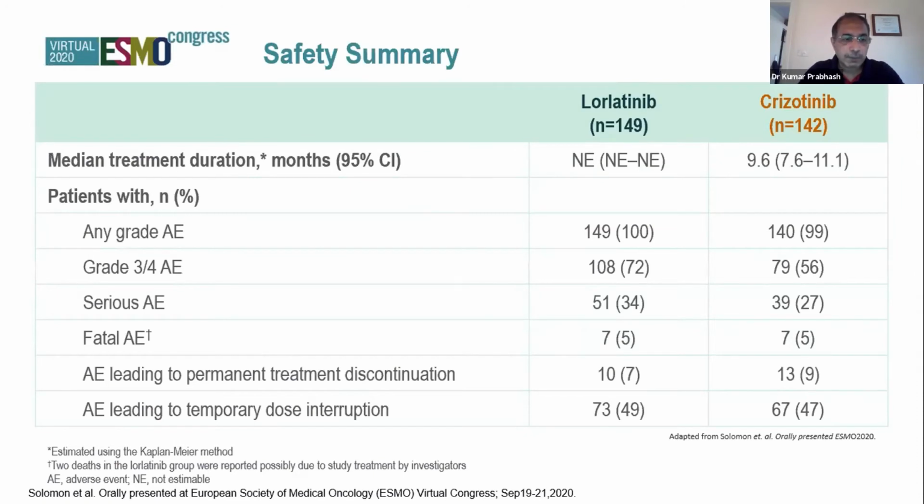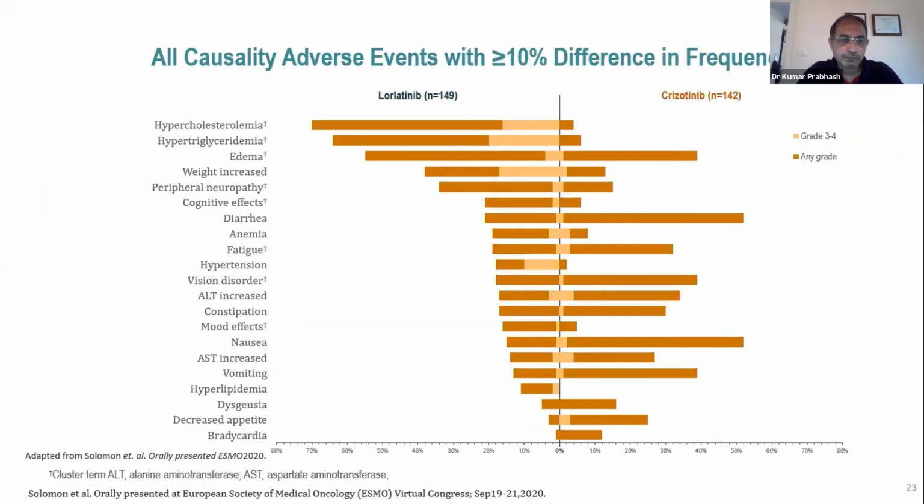Coming to safety summary, this drug has some safety issues, but if we manage them appropriately, then the serious adverse events and the fatal adverse events look similar between the two arms. But important is to understand how we manage those side effects, and also adverse events leading to temporary dose interruption also appear similar between the two arms.